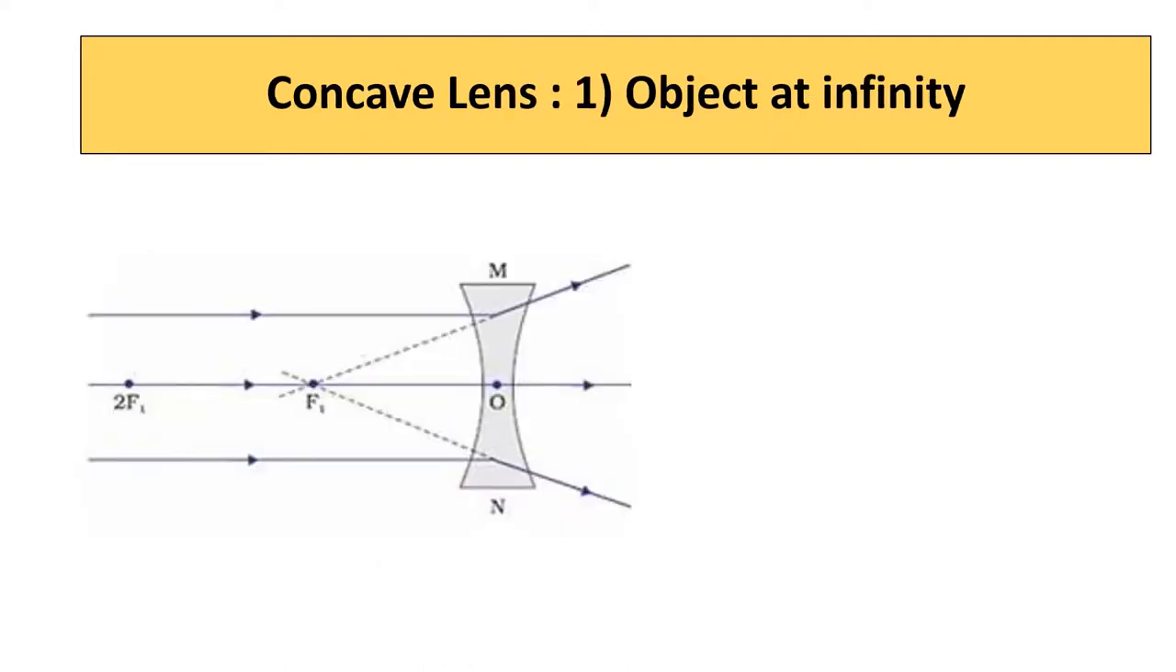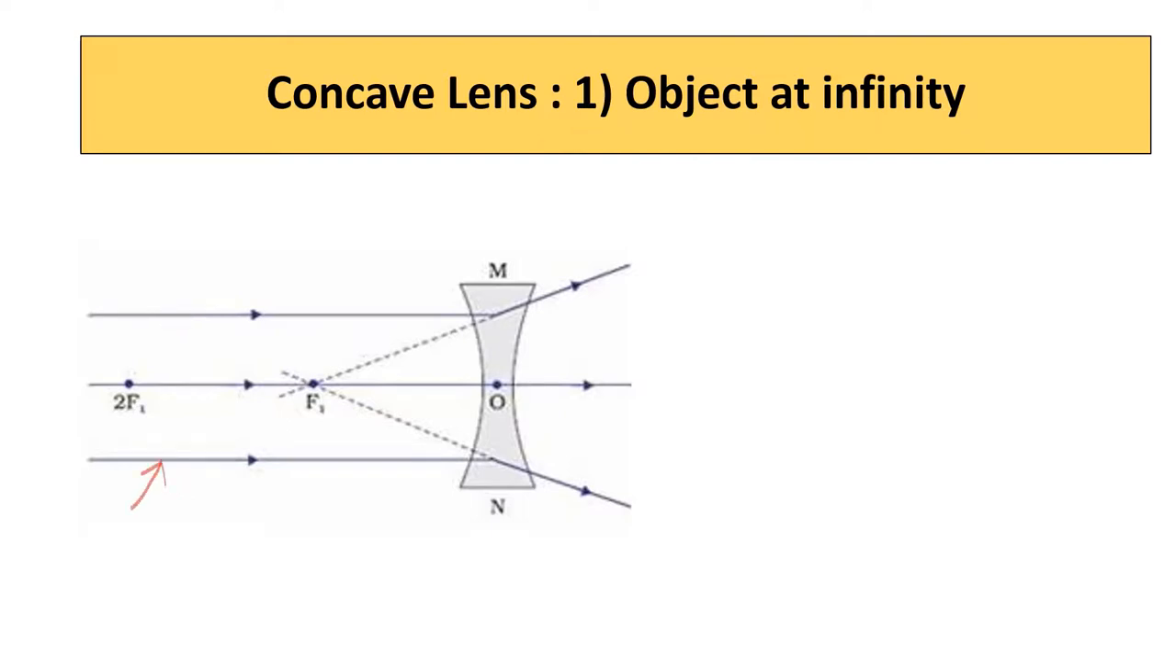Now we will study the image formation of concave lens. Concave lenses are known as diverging lenses. For a concave lens, we have to learn two cases. The first case is when the object is at infinity. When the object is at infinity, the incident rays are parallel to each other.